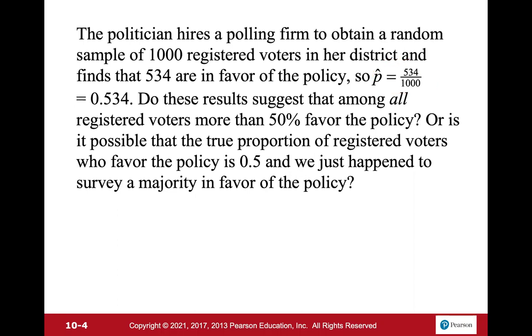0.534. So do these results suggest that among all registered voters, more than 50% favor the policy? Or is it possible that the true proportion of registered voters who favor the policy is about 0.5, and we just so happen to survey a majority in favor of the policy? Even though it doesn't look like that much, we have 50% that we're looking at, and our sample got 53.4%. So is this close enough to say 50%, or is it not close enough to say 50%? Is it something different? That's what this section is going to be about.